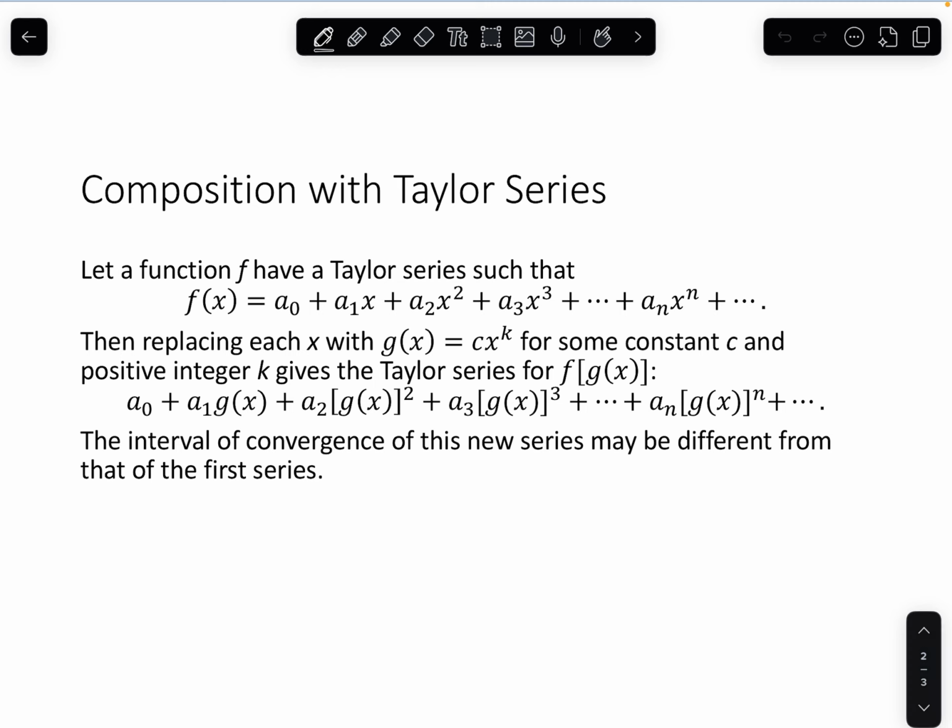So what this means is if we have a function f being represented by a Taylor series, we could replace each x with a different function, in this case g of x equals c times x to the kth power. This makes a sub 0 plus a sub 1 times g of x, plus a sub 2 times g of x squared, plus a sub 3 times g of x cubed, and so on, until the last term, a sub n times g of x to the nth power, and so on. The interval of convergence of this new series may be different than that of the first series; it depends on what was being composed.